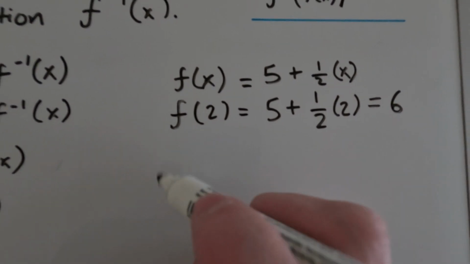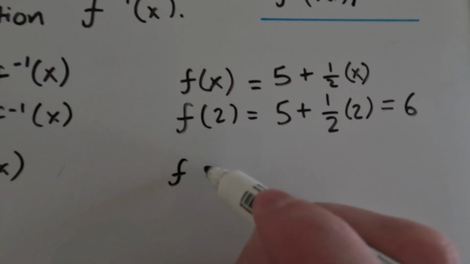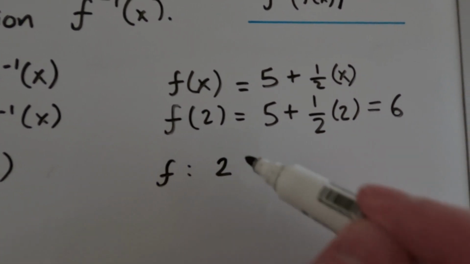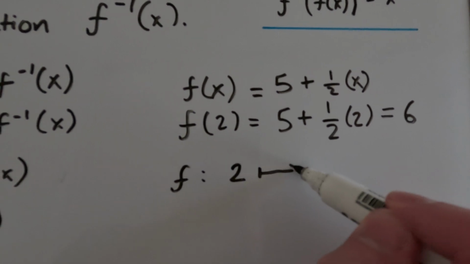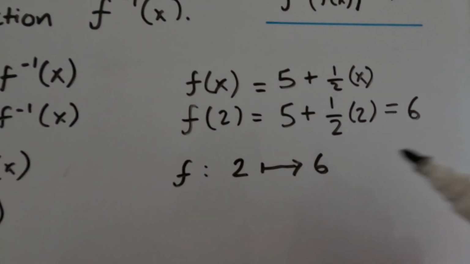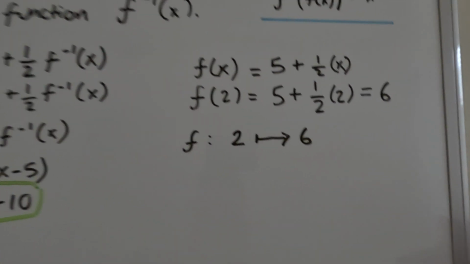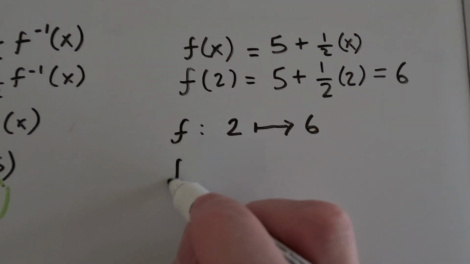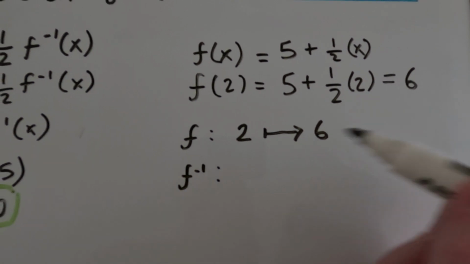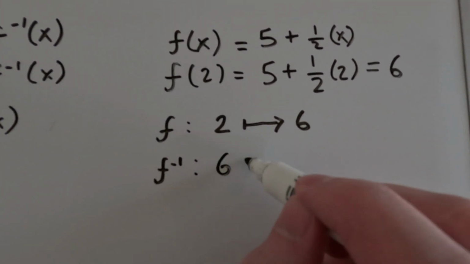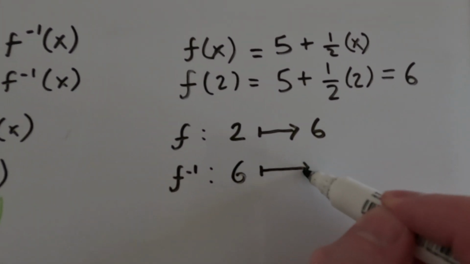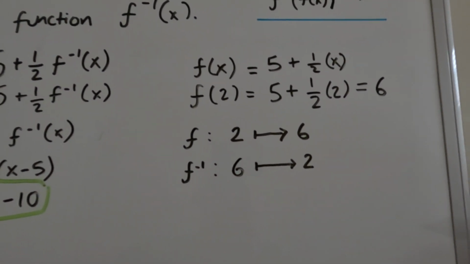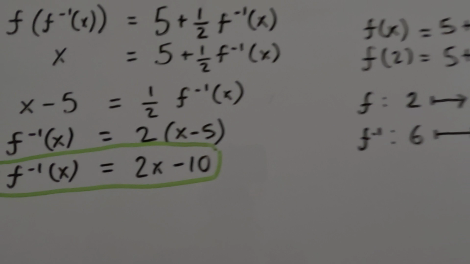So what we've done is, f has taken 2 and mapped it to 6. So what f minus 1 will do is the opposite. It will take 6 and map it back to 2. Now we need to go and check that it actually does that.